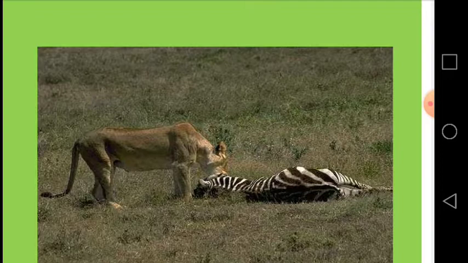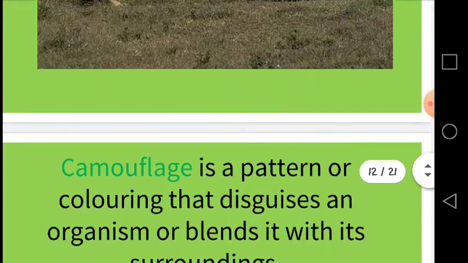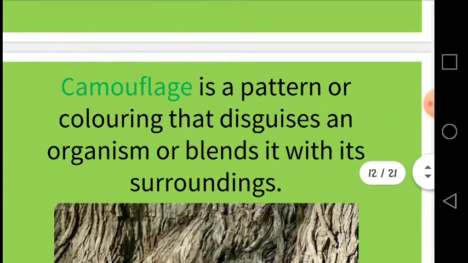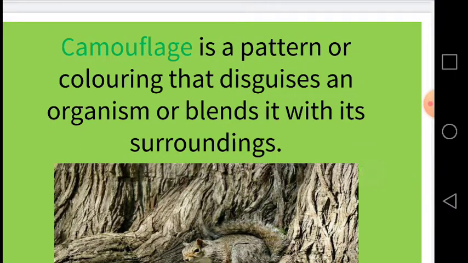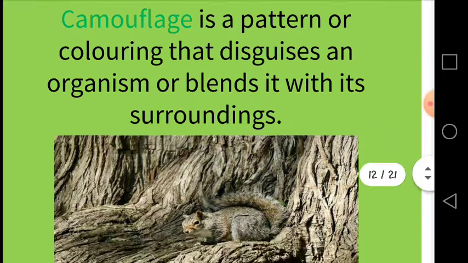Some prey have developed certain forms of protection to escape detection by the predators, and this is called camouflage. Camouflage is a pattern or coloring that disguises an organism or blends it with its surroundings. You can see here.